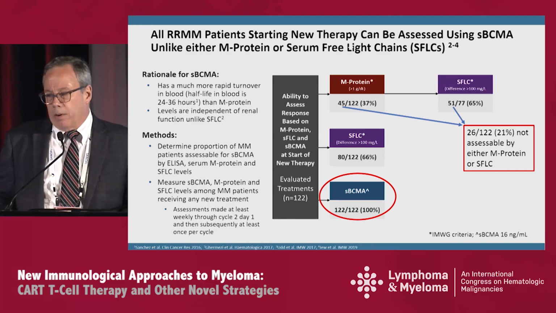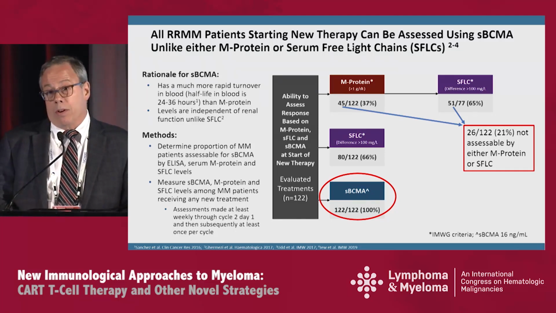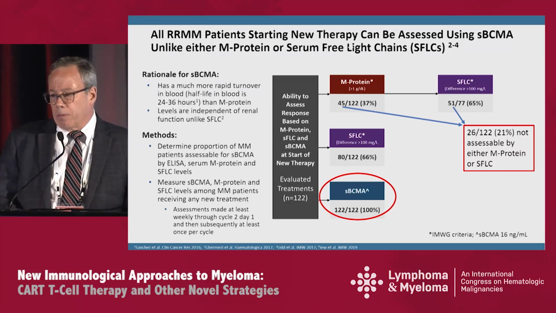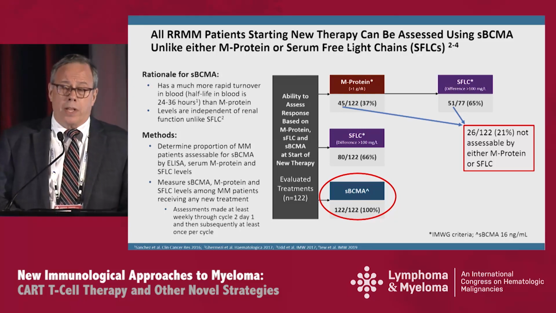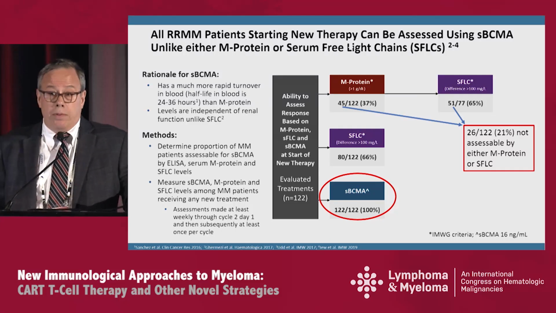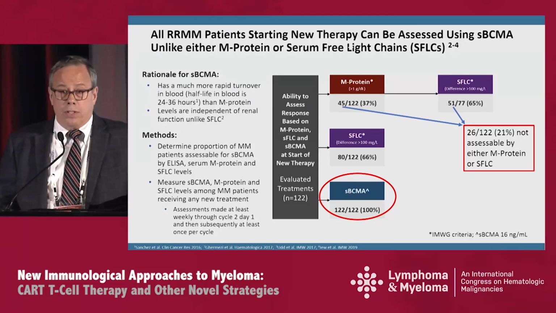And what we see here is that only about a third of patients in relapse have M proteins that are valuable. And then if you look at the remaining patients, which is what you do by IMWG criteria, only about 2/3 are evaluable by serum free light chain, meaning that 21% of these patients are not evaluable by conventional IMWG criteria and cannot be followed by either of those biomarkers. And yet in the bottom of the circle, all 122 have levels of BCMA that are valuable, 60 nanograms per milliliter or higher.